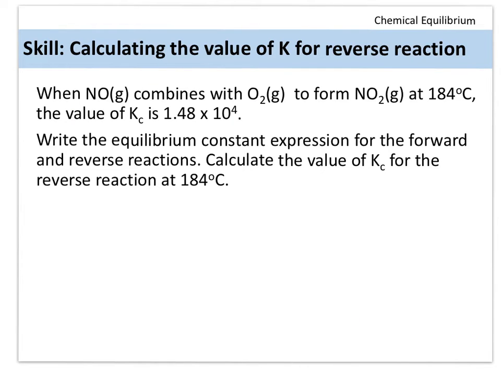So let's consider the following example, where nitrogen monoxide combines with oxygen to form nitrogen dioxide at 180 degrees Celsius. The equilibrium constant value is provided to you, 1.48 times 10 to the 4. The question is, write the equilibrium constant expression for the forward and reverse reactions, and then calculate the value of the equilibrium constant for the reverse reaction at the same temperature.